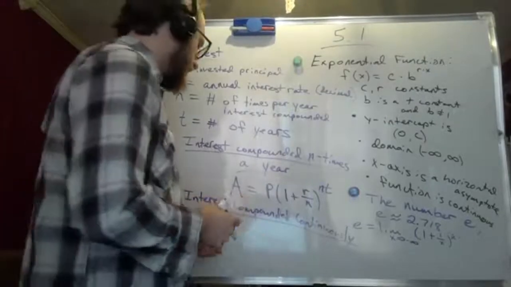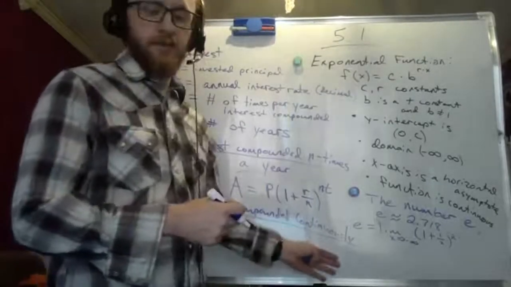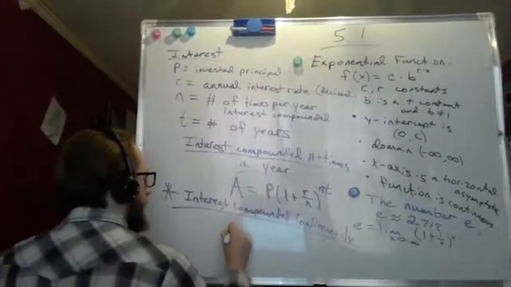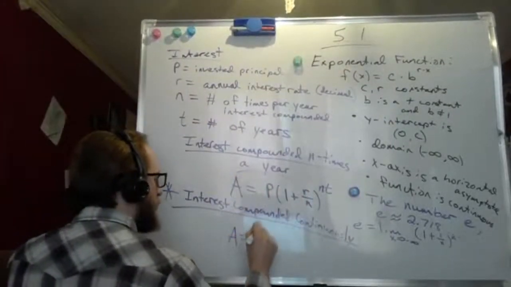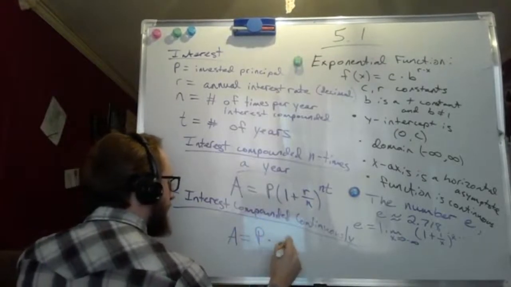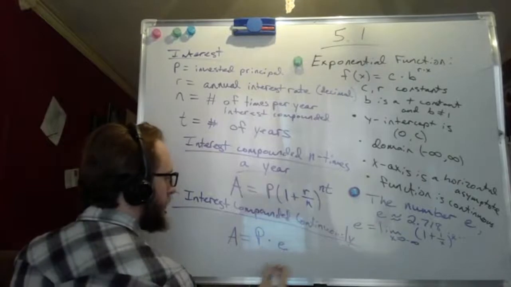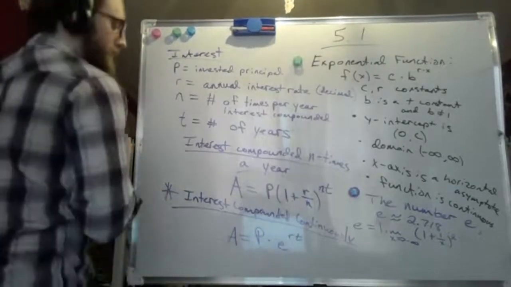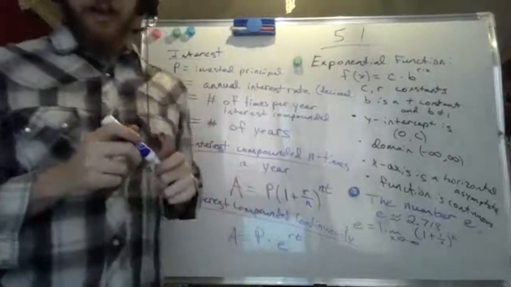So in this case, when interest is compounded continuously, we have a different equation for A. Here, A is equal to P, that's our same principal, times E, that's our number E over here, raised to the RT power. And there you have it.